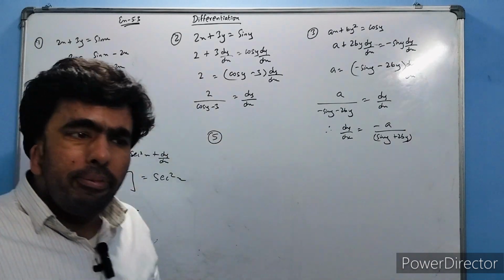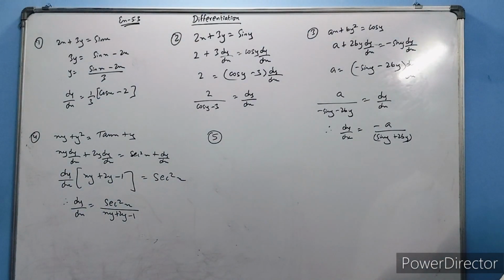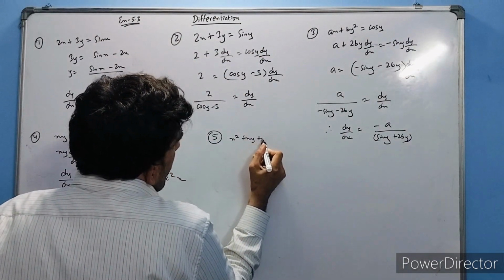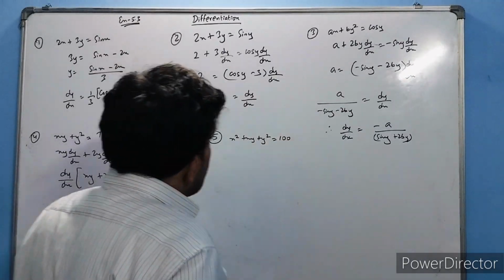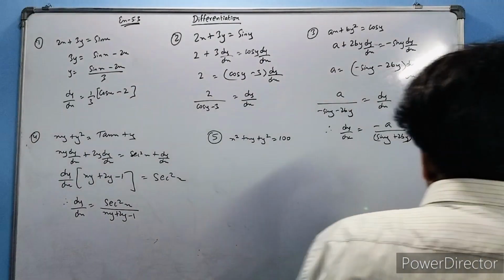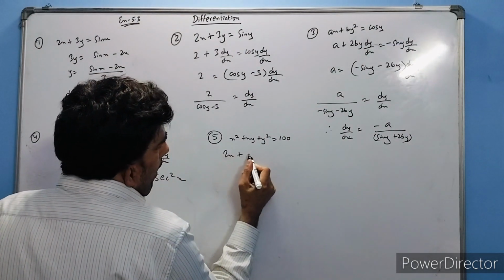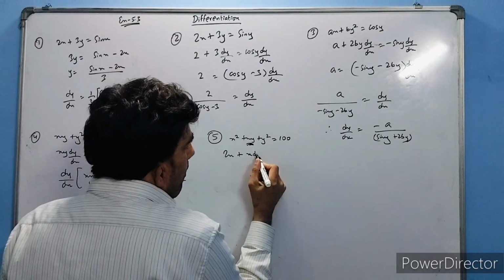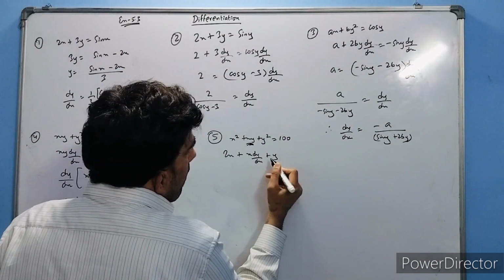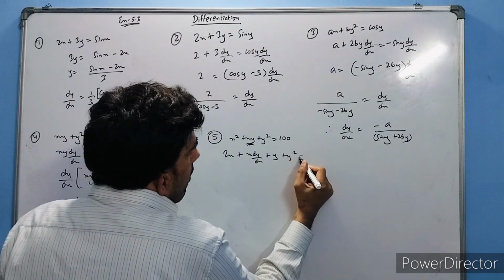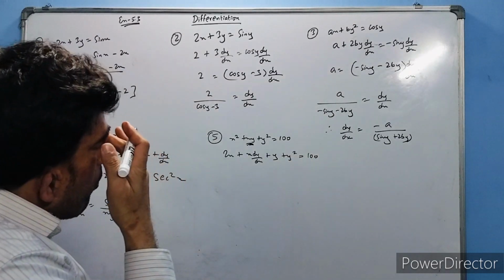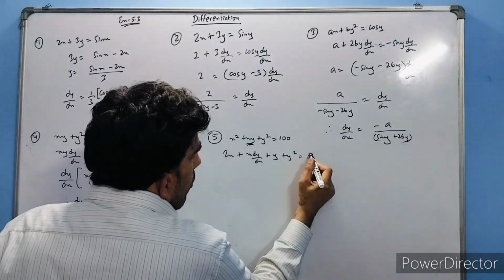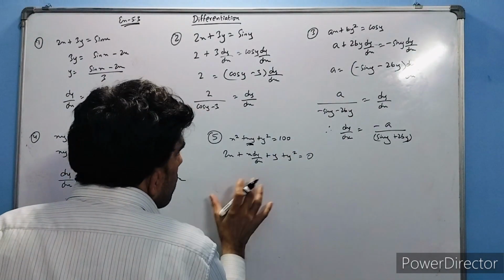Let us try to solve the fifth one. What is the fifth one we have? x square plus xy plus y square is equal to 100. Let's differentiate it. We get 2x plus, here we will apply the product rule, that is x into differentiation of y plus y into differentiation of x, plus 2y dy upon dx is equal to 100. Differentiation of a constant term will be 0.